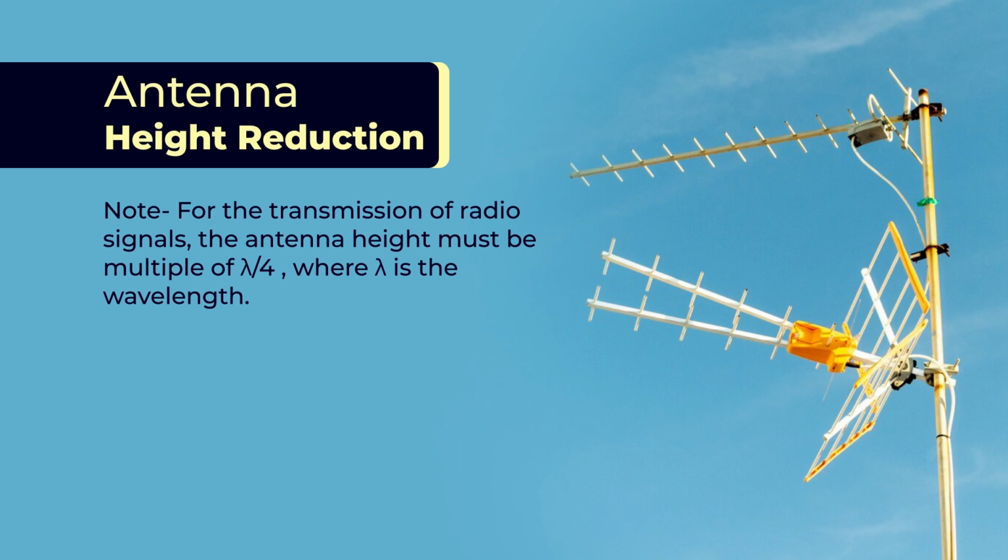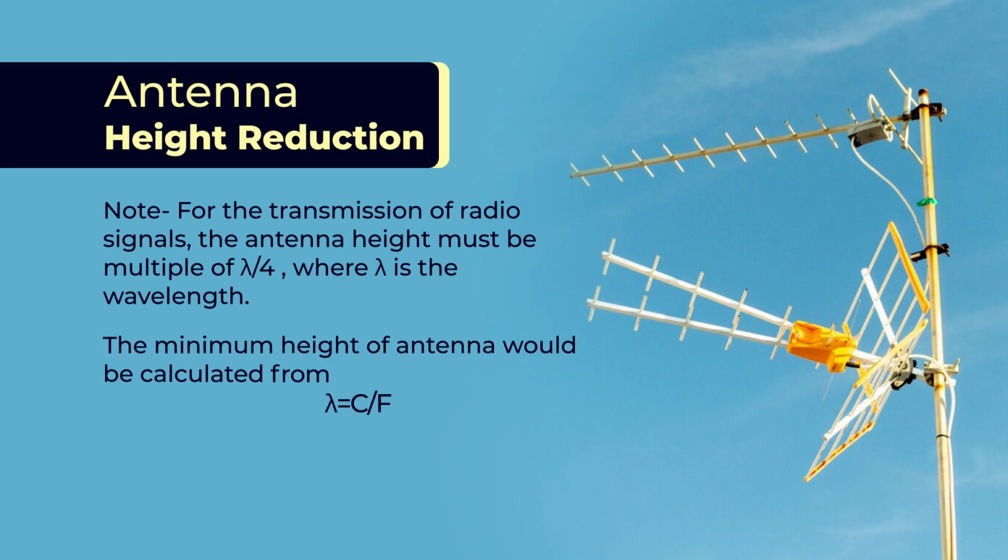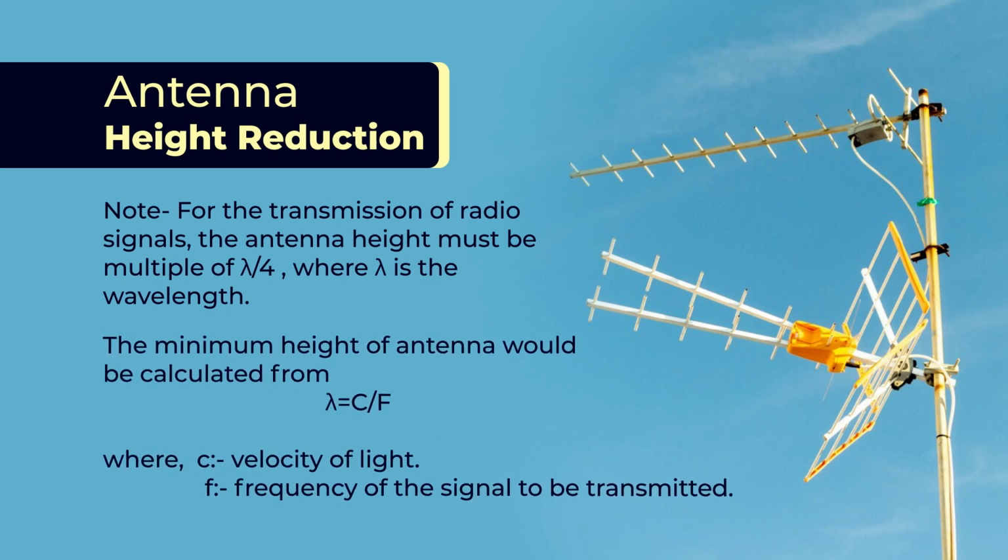Now, let us discuss the relation between wavelength and frequency. Wavelength, that is lambda, is inversely proportional to the frequency f. This relationship is given by the equation lambda equals c by f, where c equals the speed of light, that is 3 into 10 to the power 8 meter per second, and f is the baseband signal frequency, that is the frequency of the message signal.